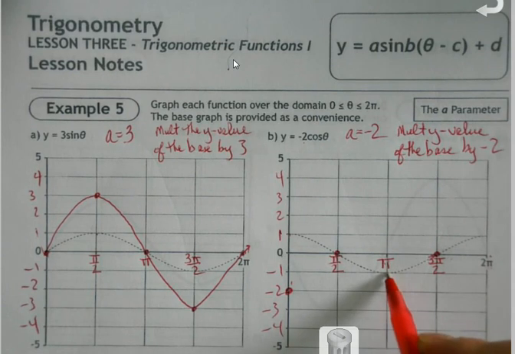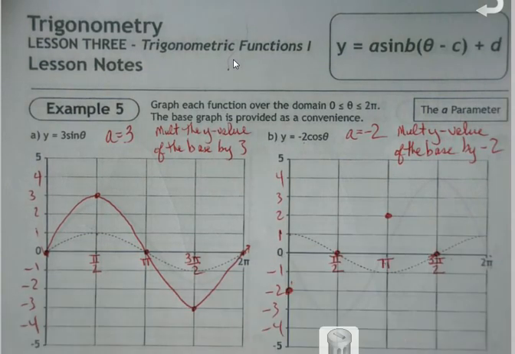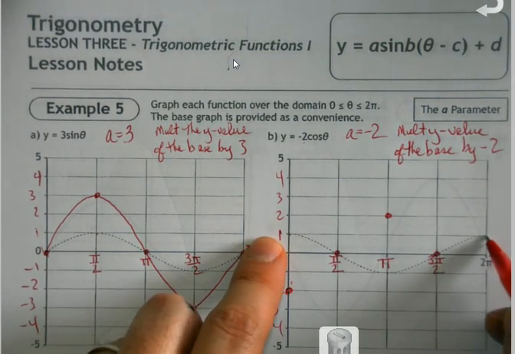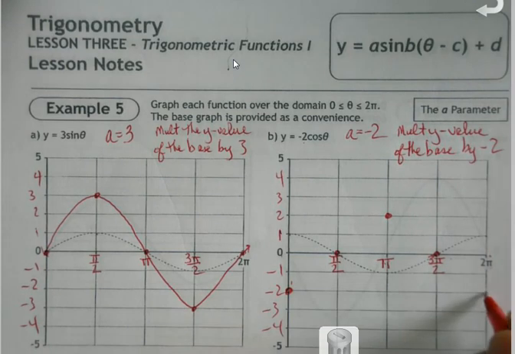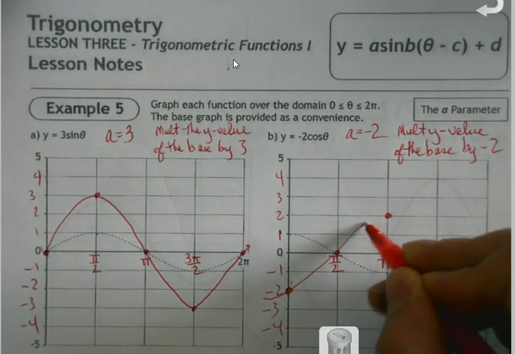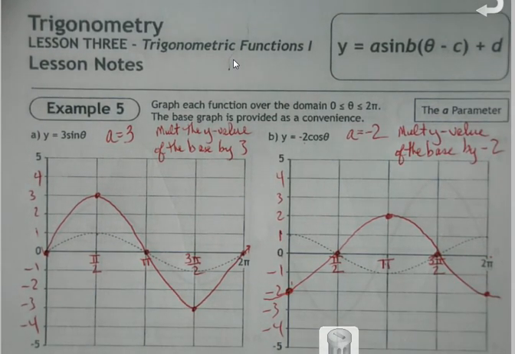Right here in my base, my y value is negative 1. Negative 1 times negative 2 is positive 2. Right here, my y value is 1. 1 times negative 2 is negative 2. Almost looks like it's symmetrical.